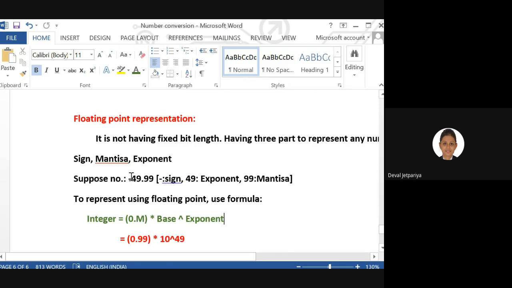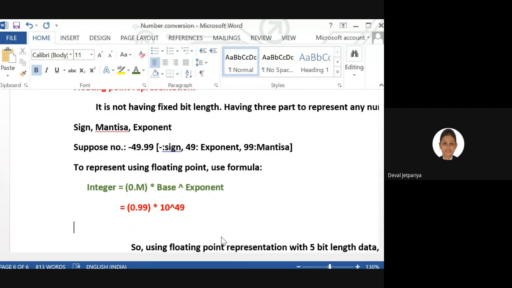See, simply for any number, right? This is one number. You need to remember whatever is this portion, before the radix, that is called an exponent. Whatever is the portion after the radix, that is called a mantissa. Now you have an exponent and a mantissa, so definitely you can use this formula. The formula is nothing but 0.mantissa times base raised to the exponent.